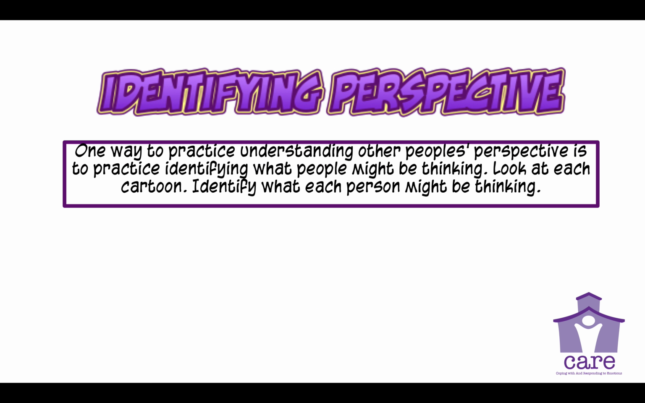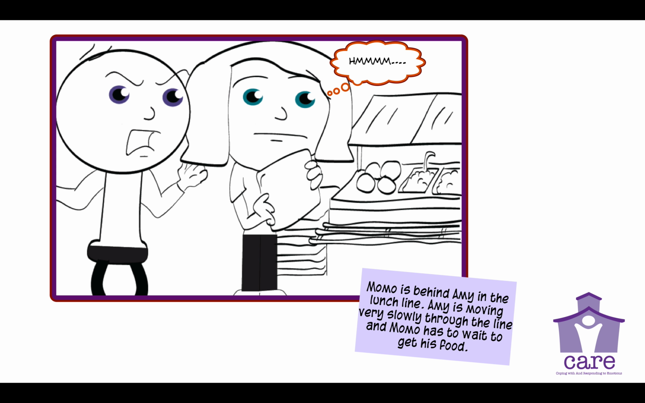Next, we've got 2 examples that students are going to be able to look at to practice understanding other people's perspectives. We've got two cartoons here, one on page 56 and one on page 57. You'll see there's a cartoon, and then there'll be a little text box that sets up the situation so students know what's going on. In the first one, we have Momo behind Amy in the lunch line. Amy's moving very slowly through the line, and Momo has to wait to get his food.